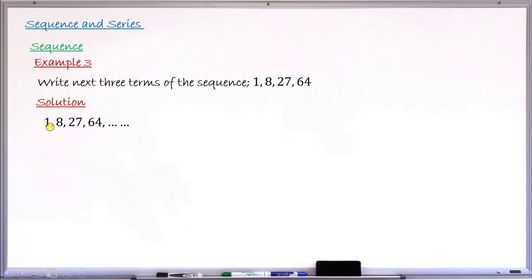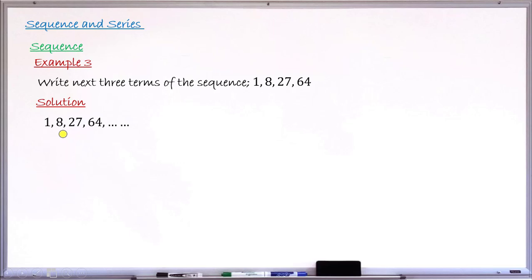You can see, if you think it's addition, 1 and 7 gives you 8. But is it 7 we added to get 27 on this 8? The answer is no. If you think it's multiplication, 1 times 8 gives you 8, but 8 times 8 is not 27. So you have to think again. So it's like what happened? Each number has a position. This is position 1, position 2, position 3, position 4, and so on.